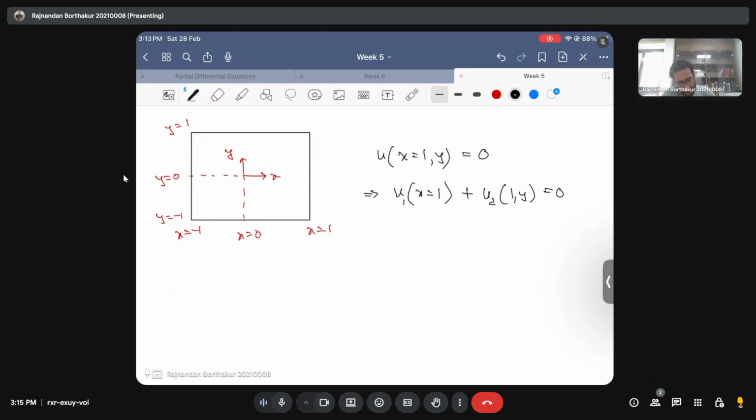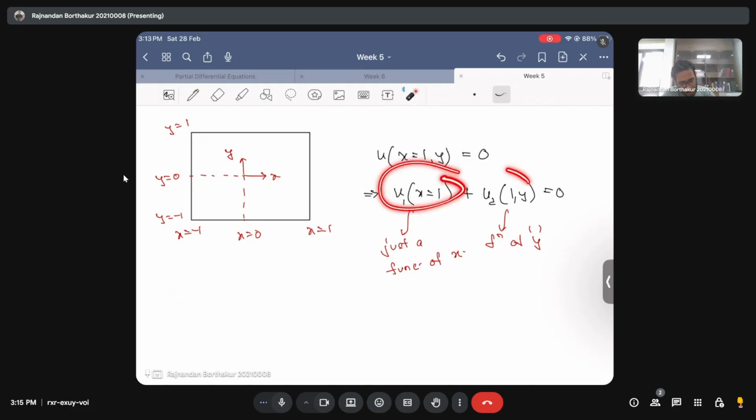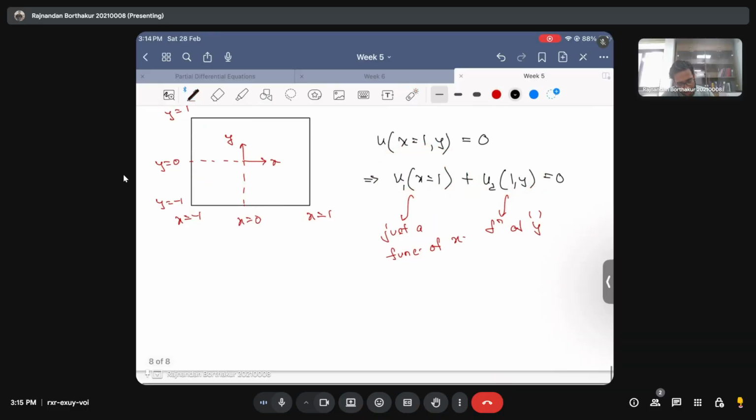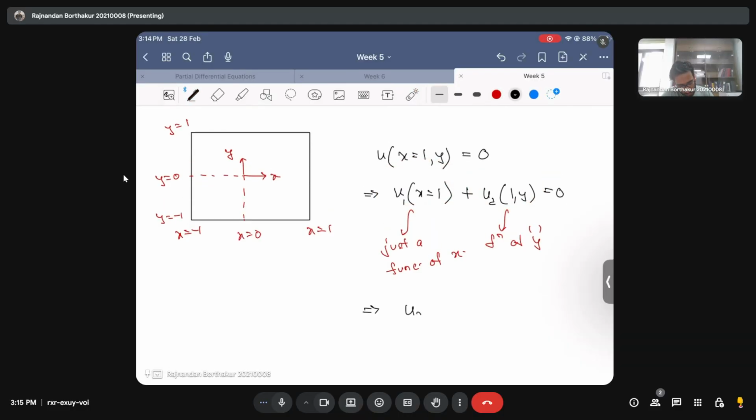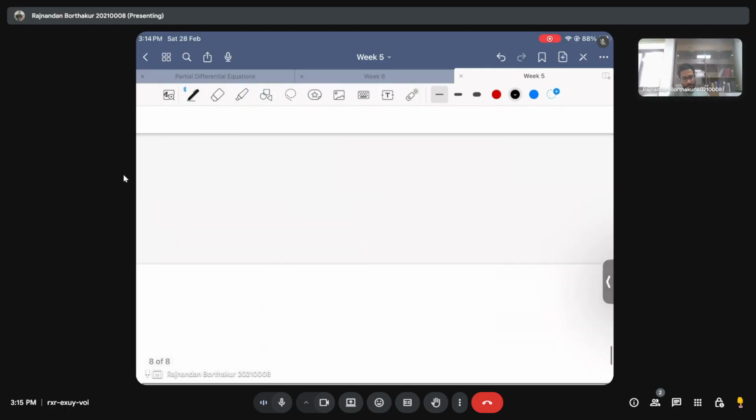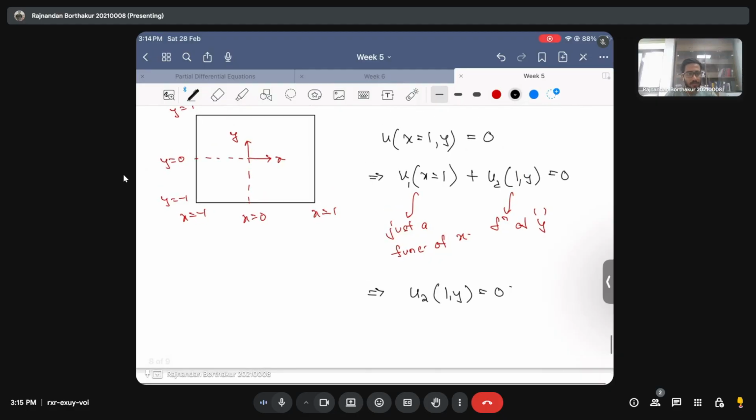Okay. And so now what we said is that since this is a function of y, and this is just a function of x, the only possibility for these two terms going to 0 is that my u2 at 1 comma y has to be equal to 0. That's one way of saying this boundary condition. That's one boundary condition that I would write right here.